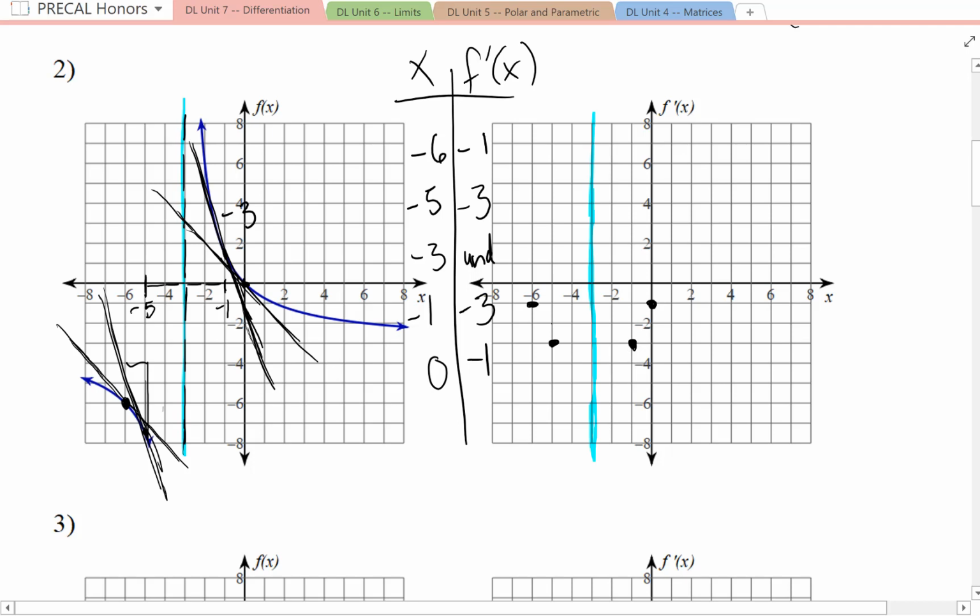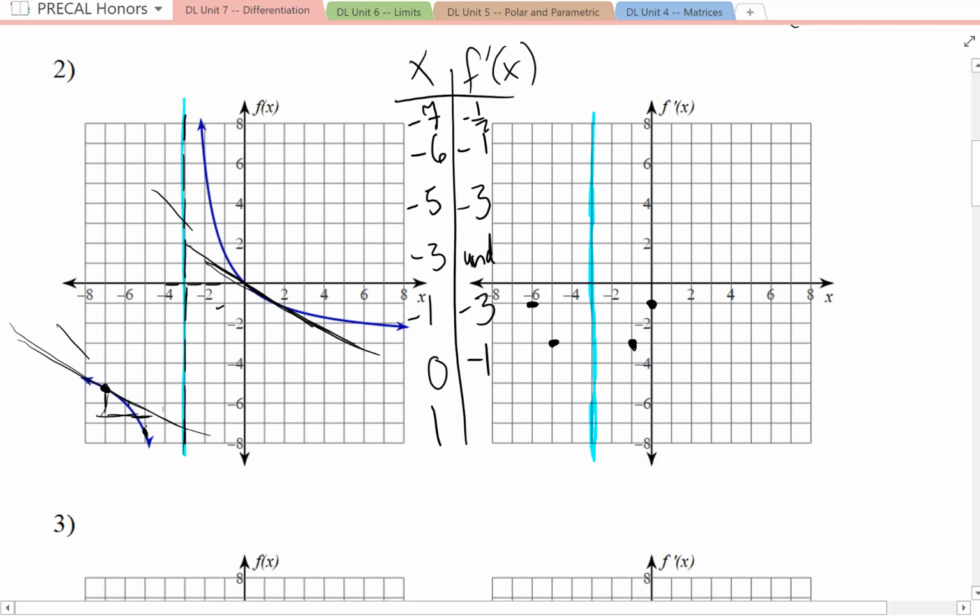Let's see what's happening as we move away from that vertical asymptote. So the last things I'm going to plug in would be -7 and 1. -7 is approximately here. And I estimated that the slope at -7 was approximately -1/2. Which means the slope at 1 would also be approximately -1/2, because it is the same distance away from the vertical asymptote. So we're centering everything around the vertical asymptote. So -1/2 and -1/2.